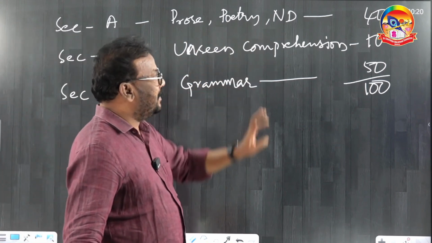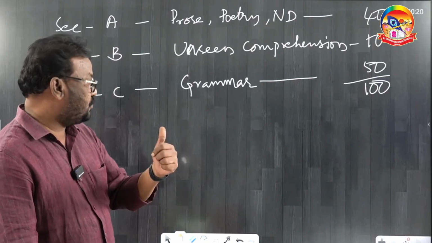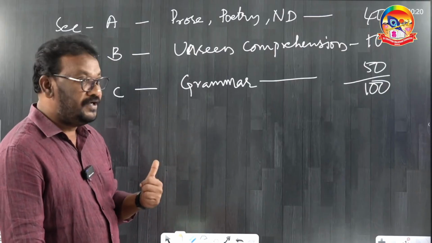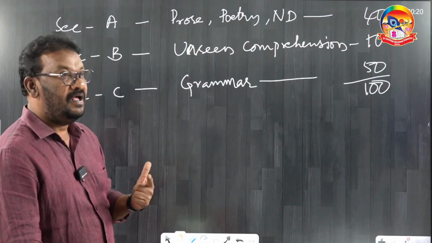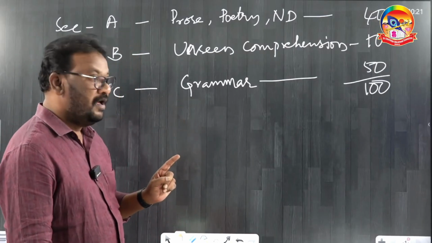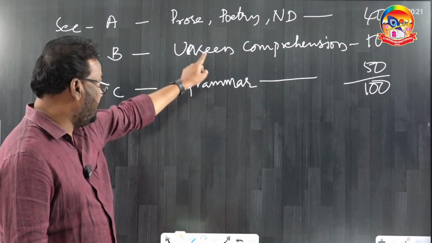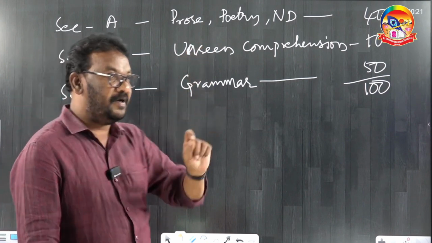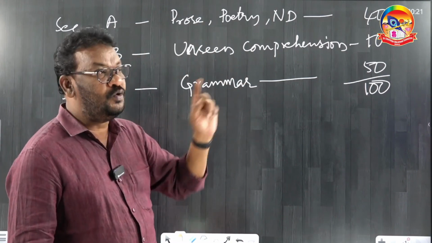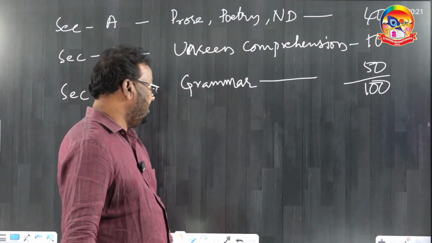And where are these unseen comprehensions available? They are available in your textbook after each lesson and after each poem. We have 5 lessons together, and after each lesson we have 2 unseen comprehensions. Like that, after 5 lessons you find 10, and together after 5 poems you find 10. Together 20 passages are given in your textbook for practice. Undoubtedly, out of these 20, 2 will appear even in your final exam.